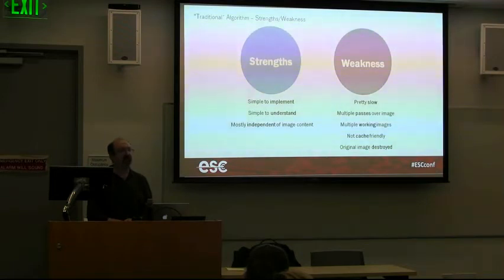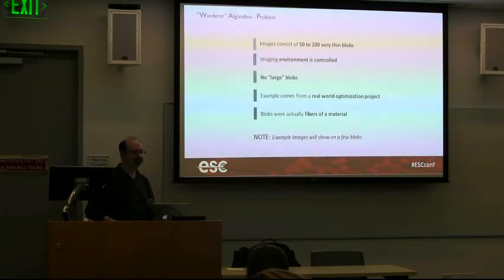It's not cache friendly. The matrix operation is crossing rows, so that's going to invalidate your caches. As you walk the border, you're hopping all over the place. That's invalidating your caches. You're moving between memory. You're dealing with a matrix. Not cache friendly at all. And the original image is destroyed. Okay, that's the traditional algorithm.